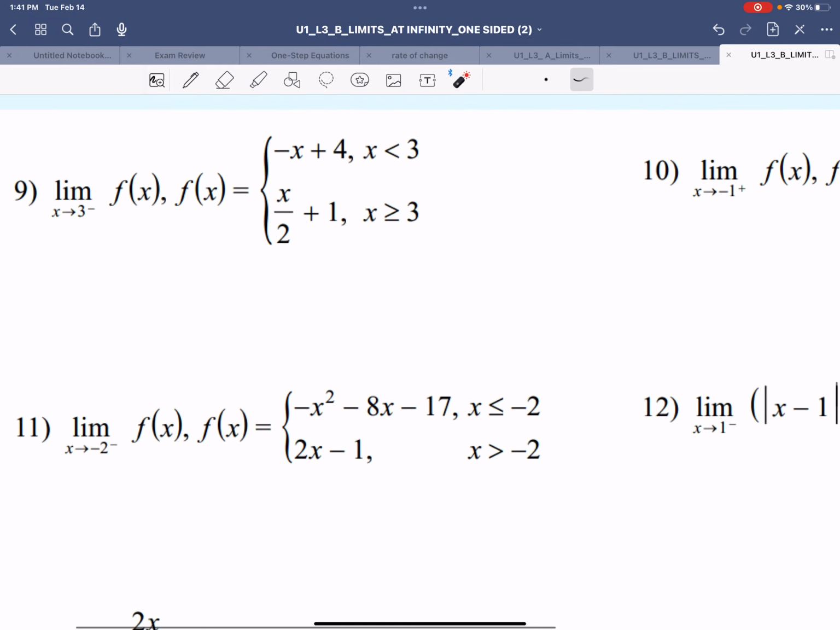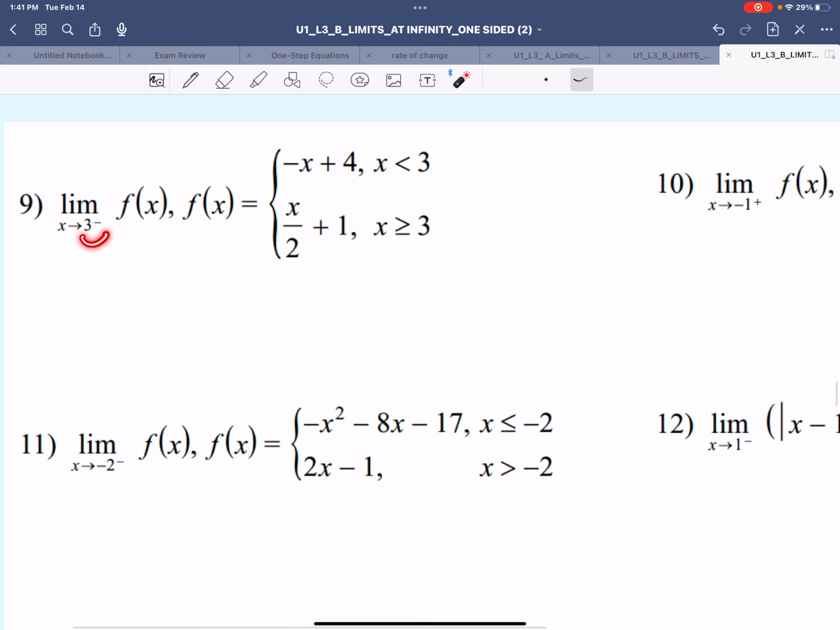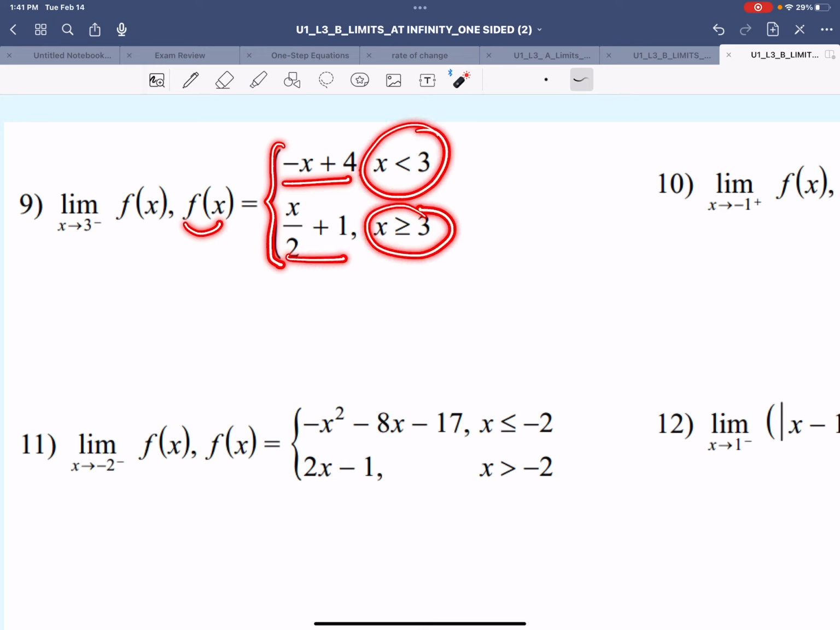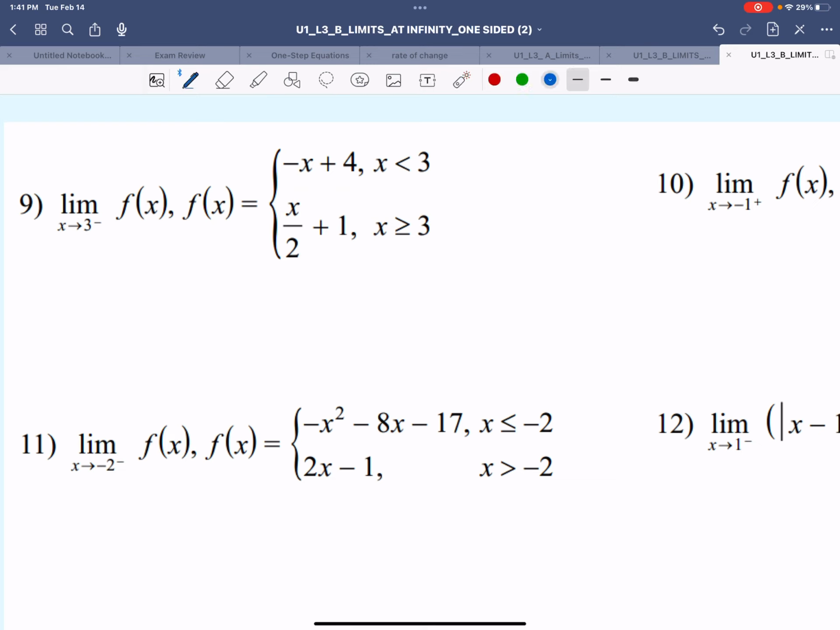So in question number 9, we have negative x plus 4 over x over 2 plus 1. One is true for x less than 3, and the other for x bigger than or equal to 3. X is approaching 3 from the left-hand side. So if you're approaching 3 from the left-hand side, we have to choose to work with a function where 3 from the left exists. As you can see here, this would be a piecewise function. It's made up of two different equations, and each equation exists in specific domains as described. So 3 minus will be in the domain of the first equation.